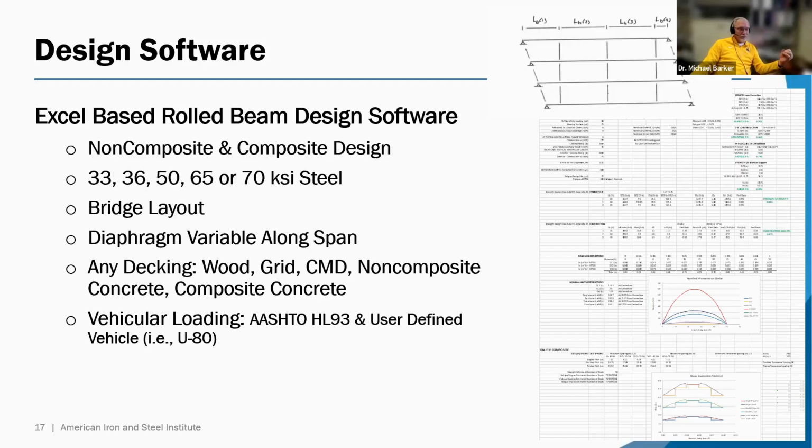If it's non-composite, it can be wood, a grid, corrugated metal decking with gravel, a non-composite concrete deck, or a composite concrete deck. And like I said, it does the HL93 AASHTO loading. And something that not very many programs do, you can also define your own vehicle like a logging truck.